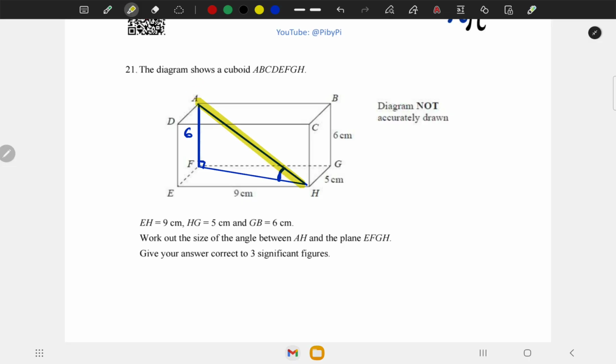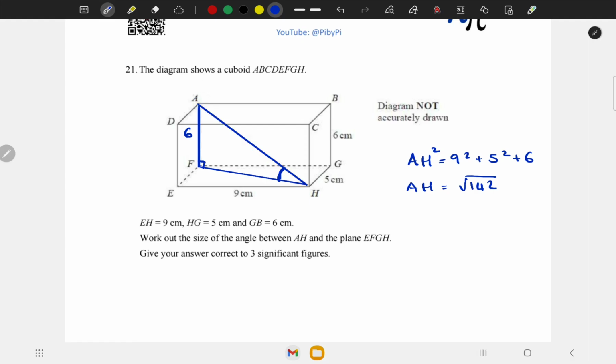So if you were looking for the length of AH, then you can use 3D Pythagoras theorem, whereby you'll be doing 9 squared plus 5 squared plus 6 squared. This would give us AH squared, and then once you find your solution, you're going to square root your answer, and that is going to give you the square root of 142. That's one way of going about it.